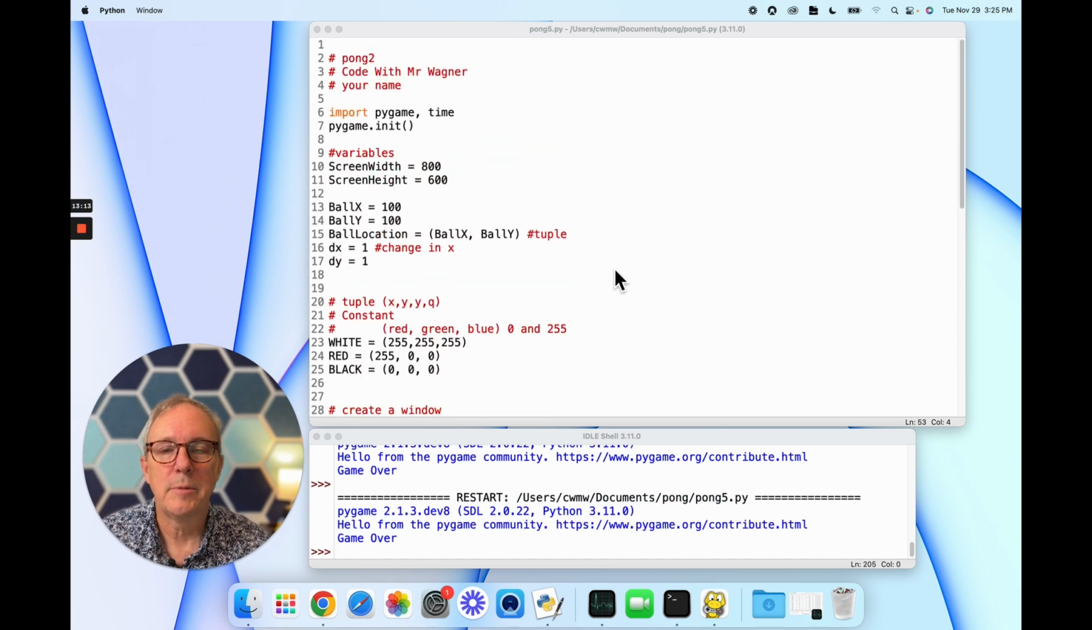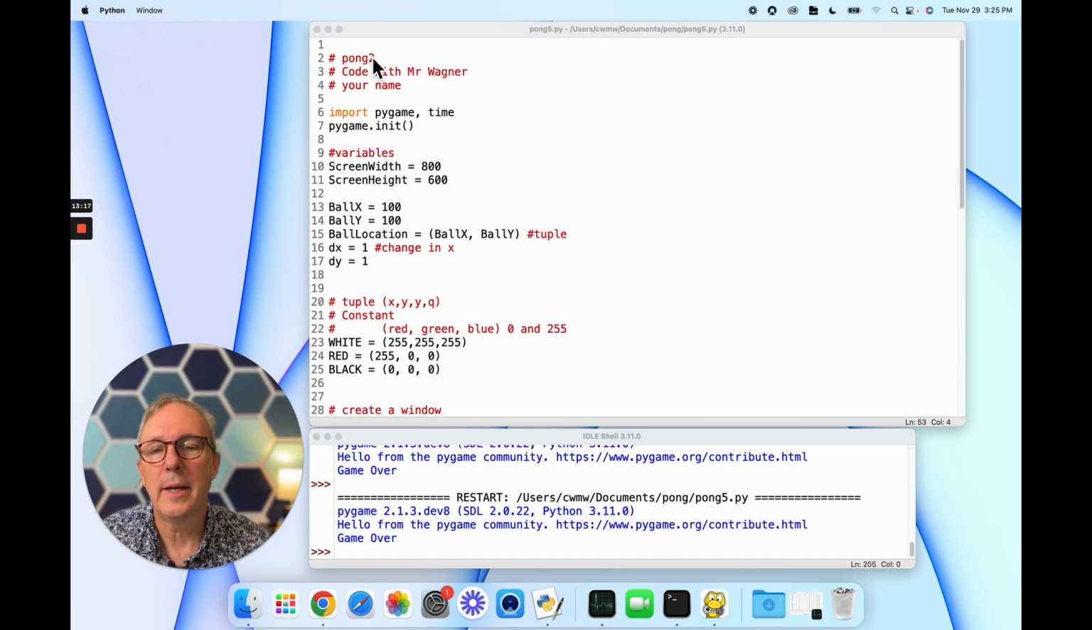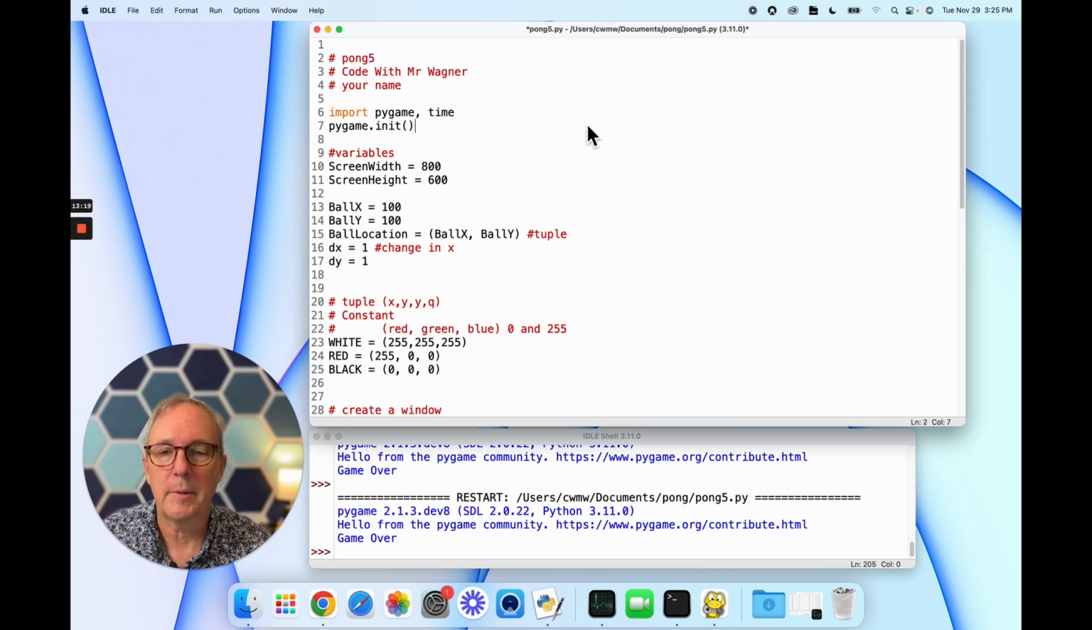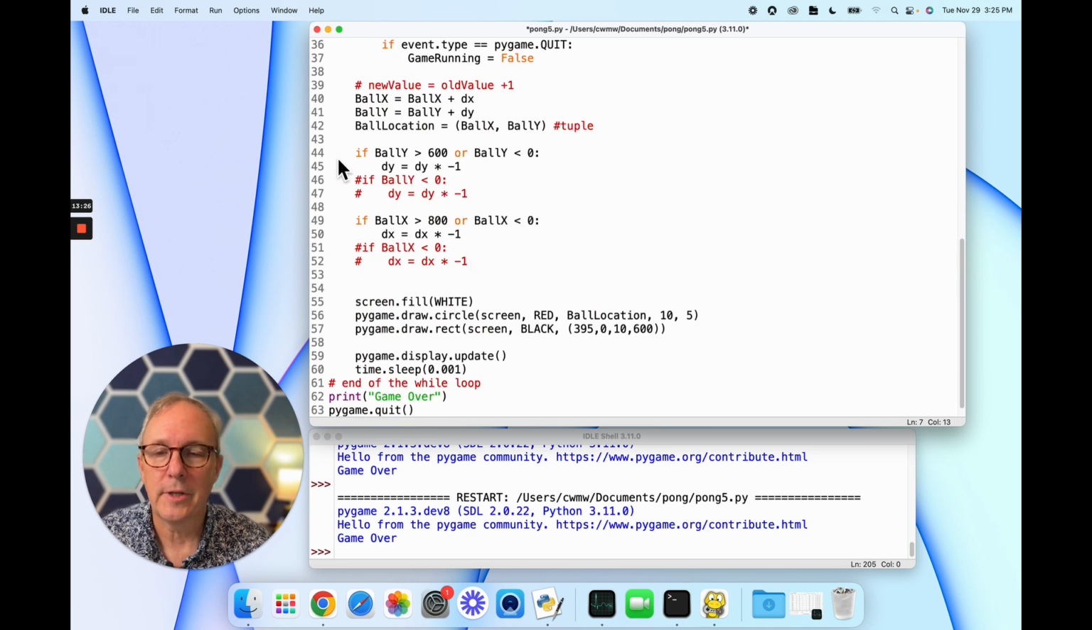I think we've made some really good progress here. Oh my gosh, look at this. I should have been updating this along the way. We'll make that code pong5. Okay. Very good. So line 44 through 52, hopefully they make sense as to what we're doing. And I'm going to go ahead and close this window, and then we'll do Pong 6 next. All right, see you.